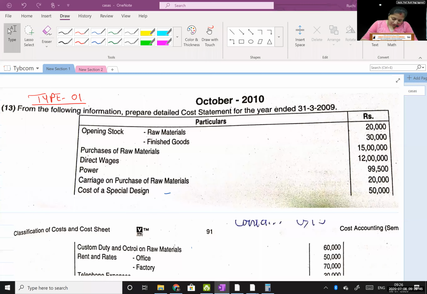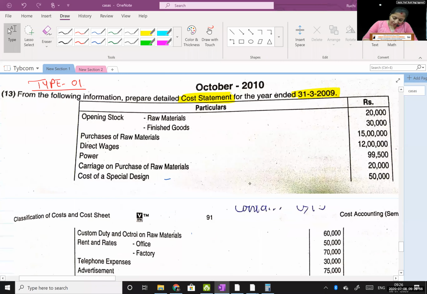Next, cost statement. Prepare a detailed cost sheet. Cost statement means cost sheet for the year ended 31st March 2009. Opening stock of raw material. Where will this go? Add to direct material. Great. Or you can also write raw material.